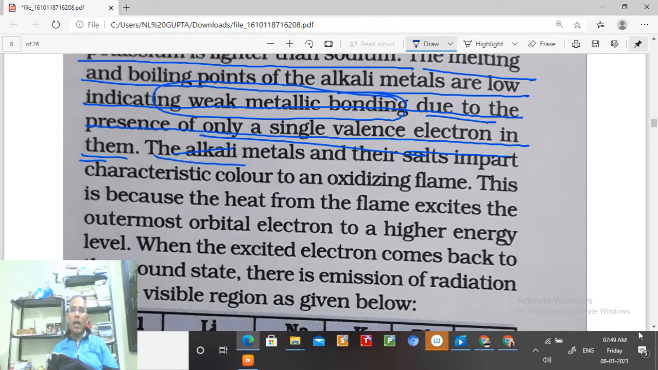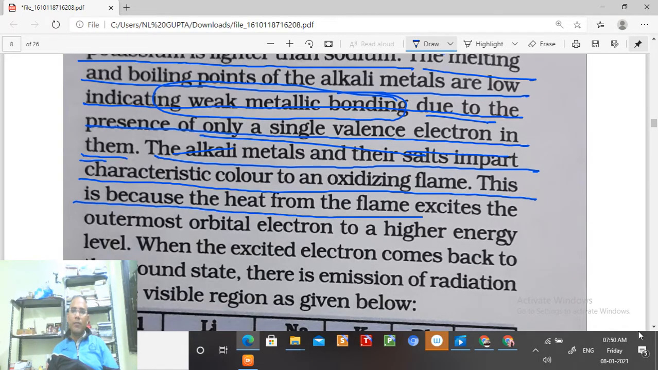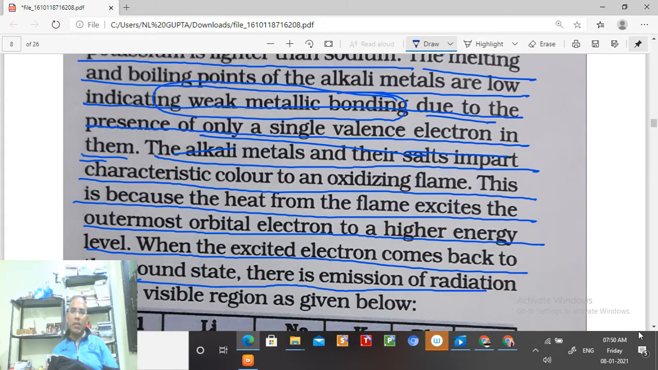The alkali metals and their salts impart characteristic color to the oxidizing flame. This is because the heat from the flame excites the outermost orbital electron to a higher energy level. When the excited electron comes back to the ground state, there is emission of radiation in the visible region, given below.